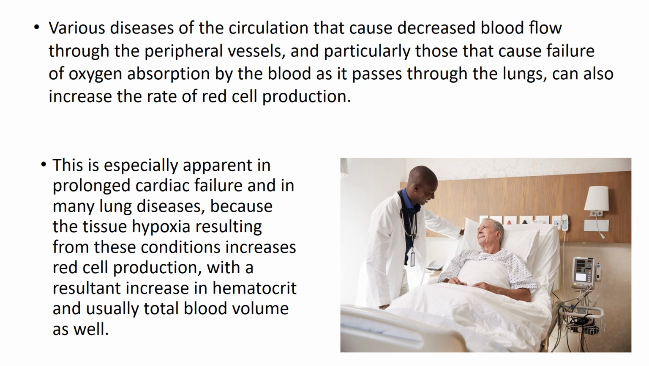Various diseases of the circulation that cause decreased blood flow through the peripheral vessels, and particularly those that cause failure of oxygen absorption by the blood as it passes through the lungs, can also increase the rate of red cell production. This is especially apparent in prolonged cardiac failure and in many lung diseases, because the tissue hypoxia resulting from these conditions increases red cell production, with a resultant increase in hematocrit and usually total blood volume as well.